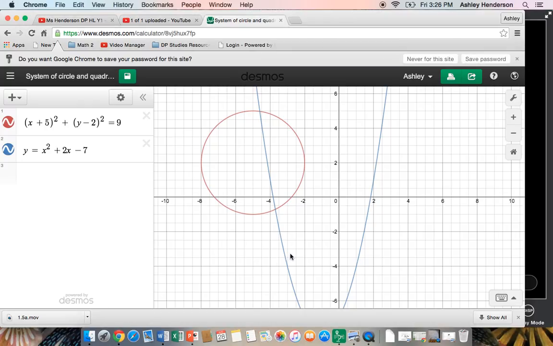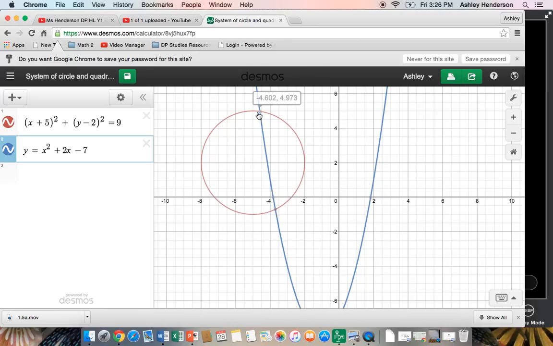So when I graph my circle and I graph my quadratic, I can see that they have an intersection here and here. So that allows me to talk about what my answers are. My answers are -3.7 for x and -0.7 for y. That's one solution.